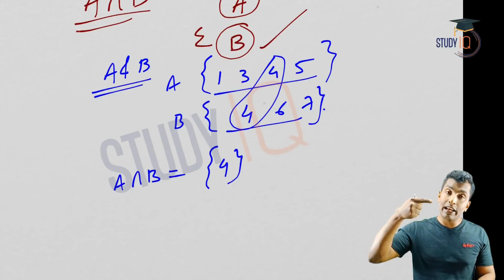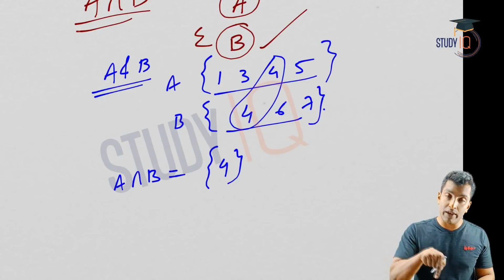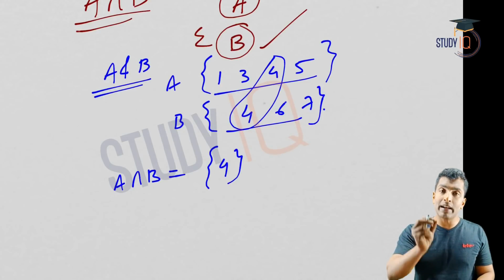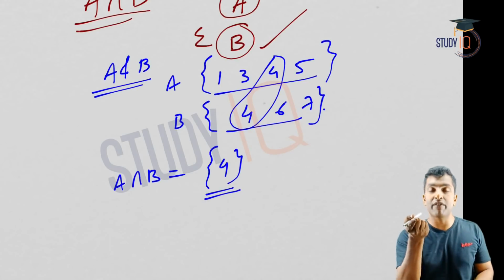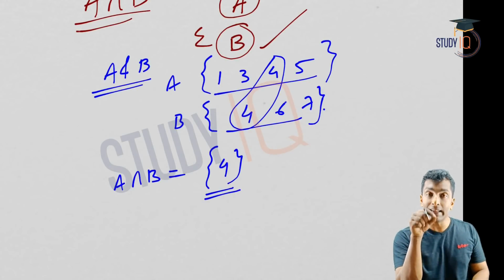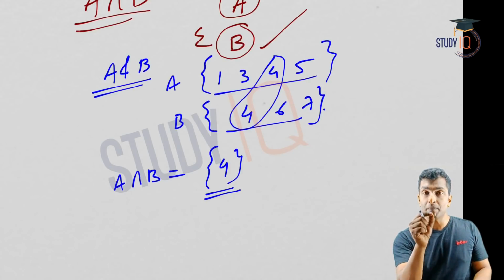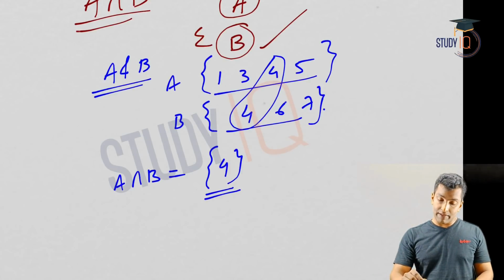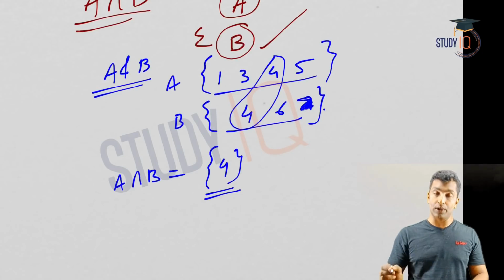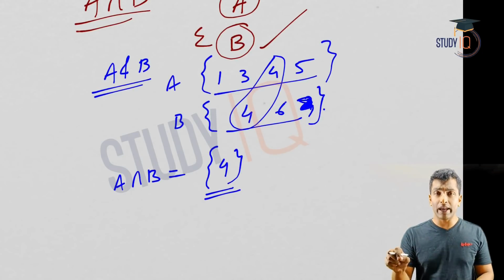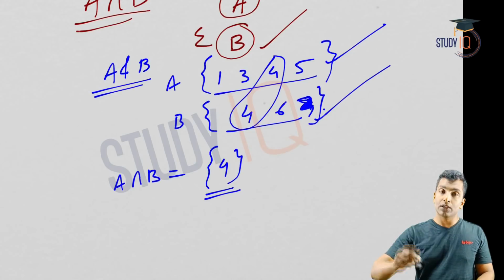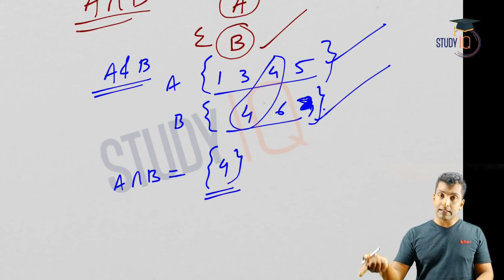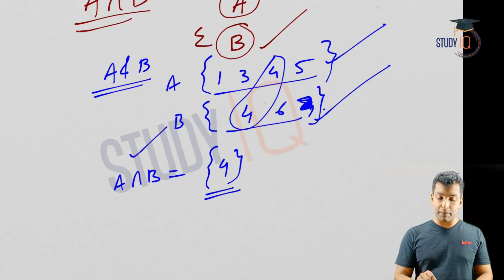But when we are creating a new event which is common in both A and B, this is only one element, that is 4, favorable to both A and B. So we will write A intersection B as 4. When you are rolling the die, 7 is not possible, so let's keep it as 4 and 6 only. If you are getting 4, then 4 is an elementary event which is there in A and B. So if 4 is coming, you can say event A intersection B occurs.